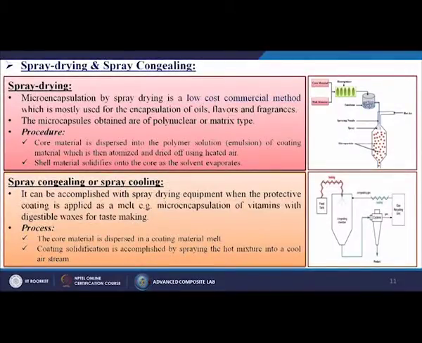So, in the spray drying process, microencapsulation by spray drying is a low cost commercial method which is mostly used for the encapsulation of oil, flavors and fragrances. Generally we can use this for our cosmetic products, or maybe for some food products, or some other means. So, the microcapsules obtained are polynuclear or matrix type. Procedure: core material is dispersed into the polymer solution of coating material, which is then atomized and dried using heated air. Cell material solidifies onto the core as the solvent evaporates.